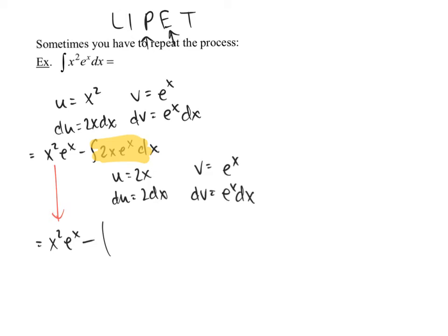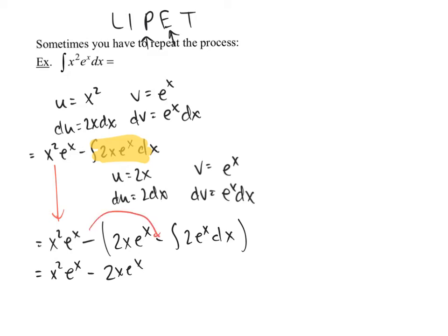Okay, so I'm going to do u times v, which is 2x e to the x, minus the integral of v du. Writing that in an order that makes sense, that would be the integral of 2 e to the x dx. I'm going to spend a step here just to distribute my negative sign. So x squared e to the x minus 2x e to the x, and then minus the negative is going to become plus the integral of 2 e to the x dx.